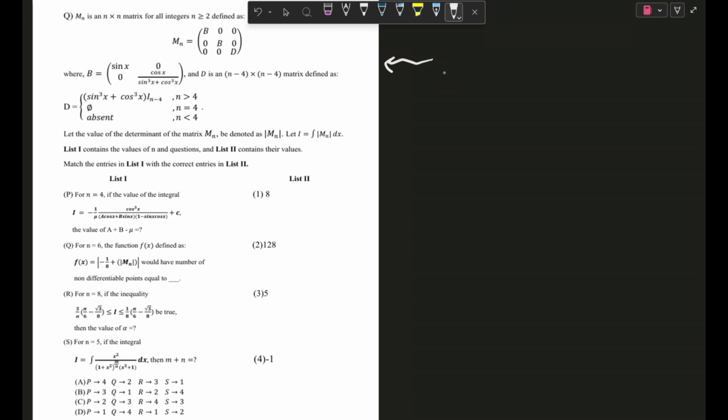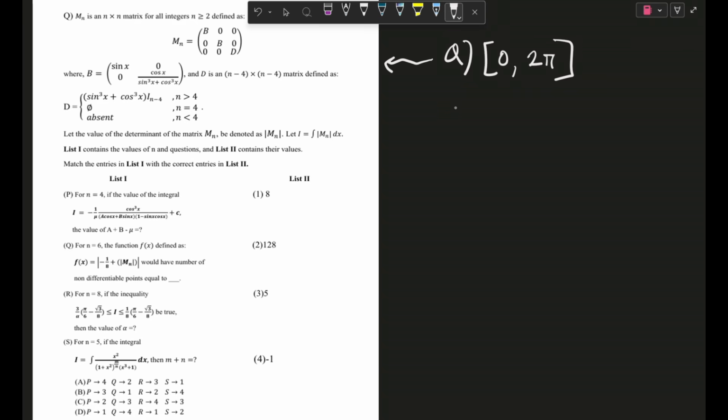Just before beginning, make two small corrections in this question. The first correction is in option Q. You will see the function f(x) defined, after which we count the number of non-differentiable points. Just write one thing: it is in the interval 0 to 2π.